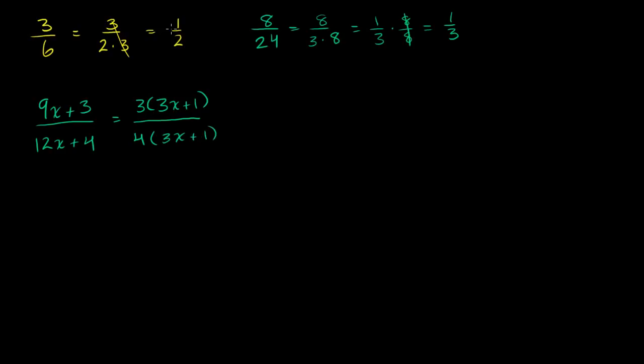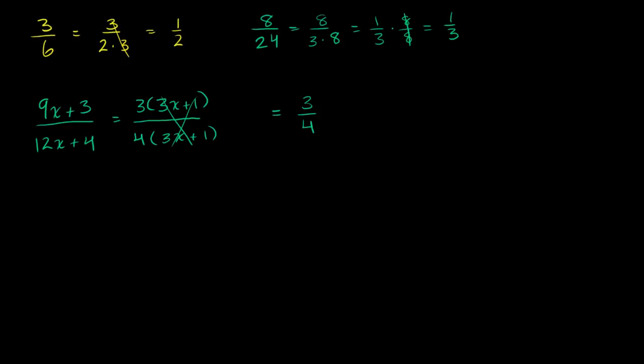So here, just like there, the numerator and the denominator have a common factor. In this case, it's 3x + 1. It's a variable expression, not an actual number, but we can do the exact same thing. They cancel out. So if we were to write this rational expression in lowest terms, it is equal to 3 over 4.